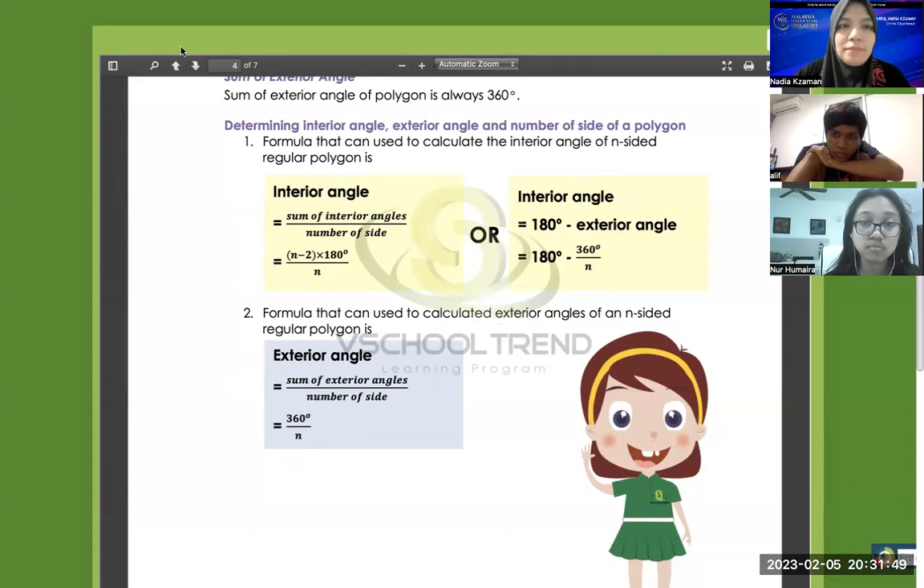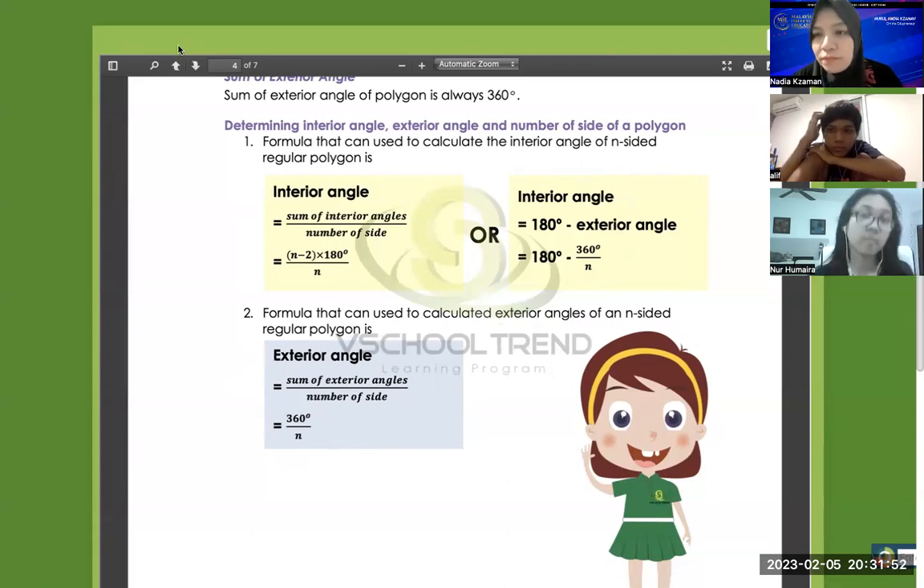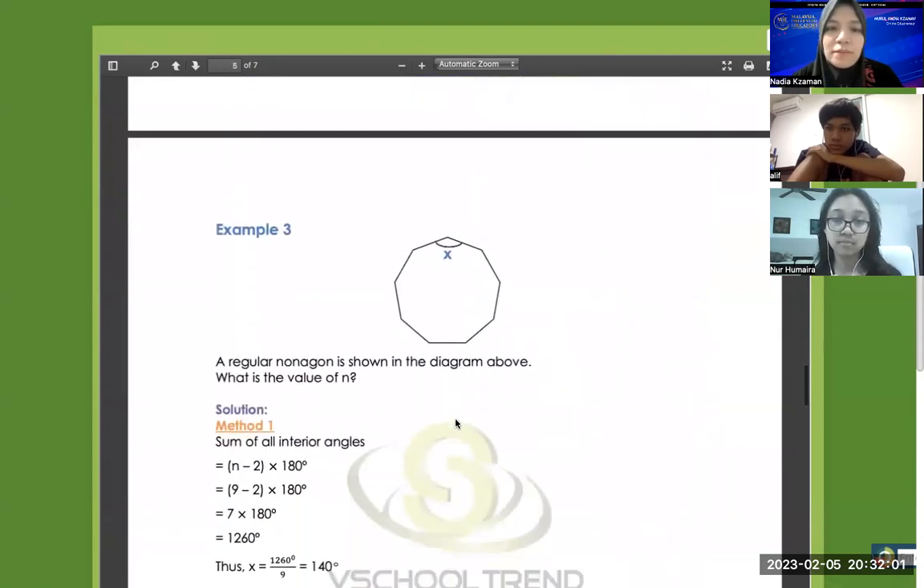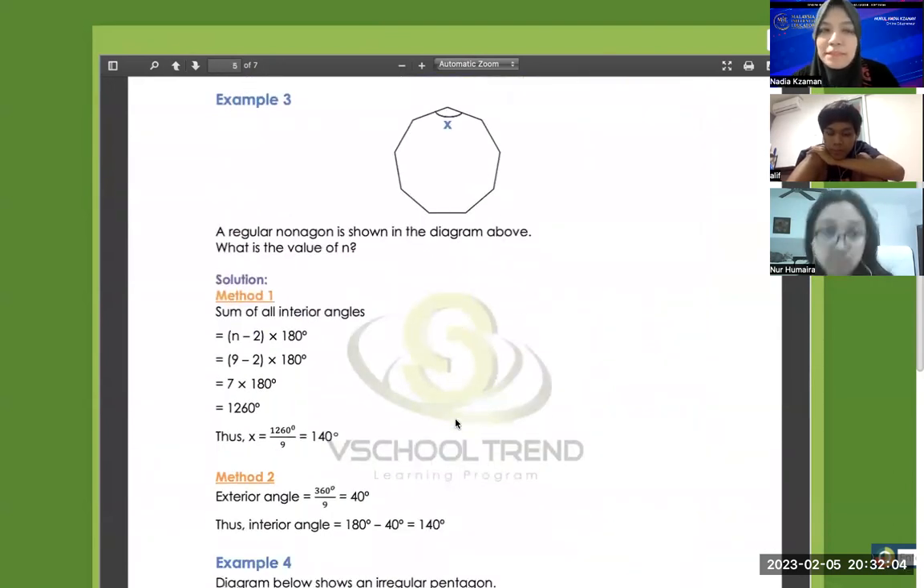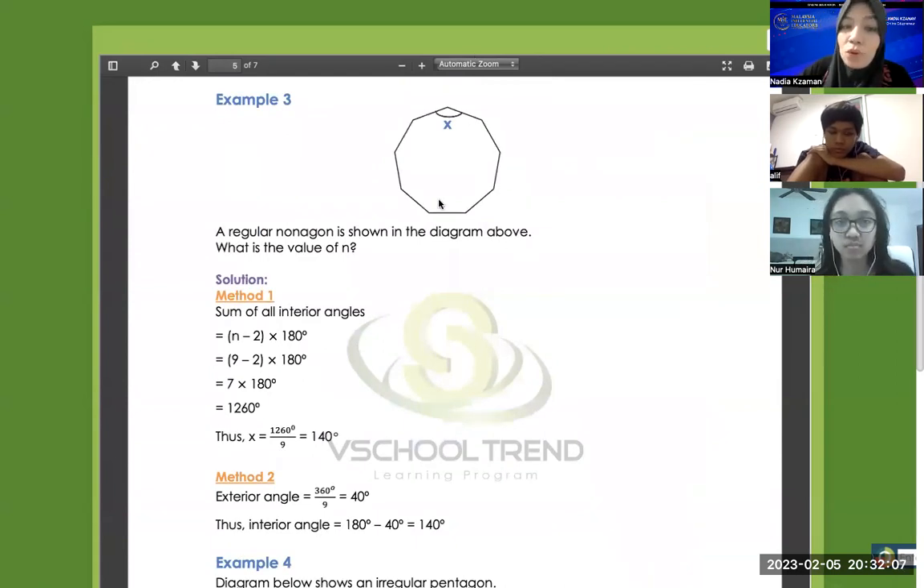Okay. So have you taken the notes for this one? Yeah, I learned at school, so it's already in my notebook. Okay. So Alif, okay, all right? Yeah. So let's see, for example, number 3. We have a regular nonagon shown above. So what is the value of n for a nonagon? 9. We have 1, 2, 3, 4, 5, 6, 7, 8, 9. Okay? So for a nonagon, we have 9.